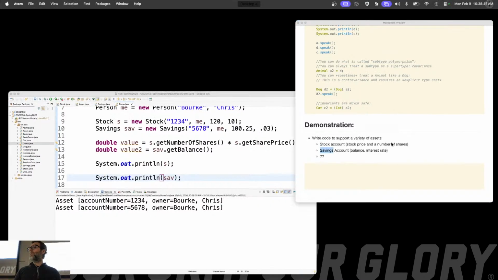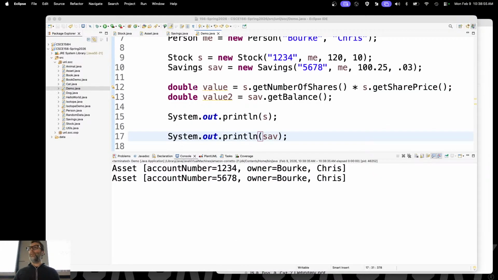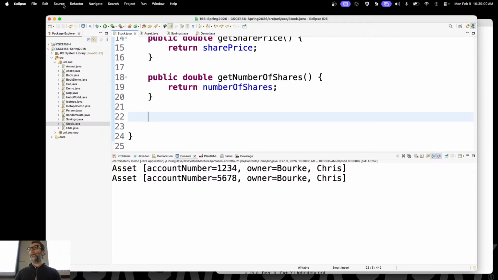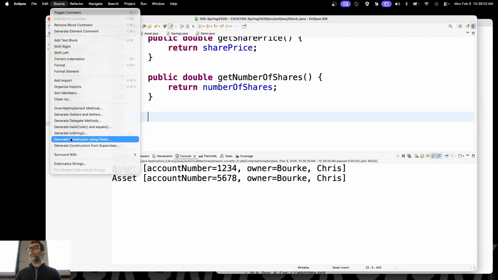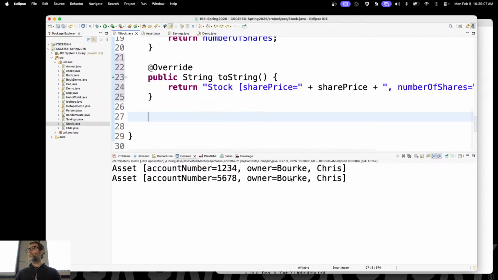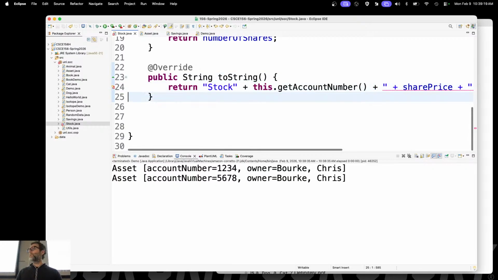So at this point, I'm going to go back over to my demonstration of my notes here. Remember that specific functionality is located in the subclasses. So if I want to make this a little bit more specific, I can go to the subclass and override that method. So let me go ahead and generate a toString method here. And this one we will do a little bit of work on. Generate that. It's a stock, and let's also say that the account number plus this.getAccountNumber, plus the share price.